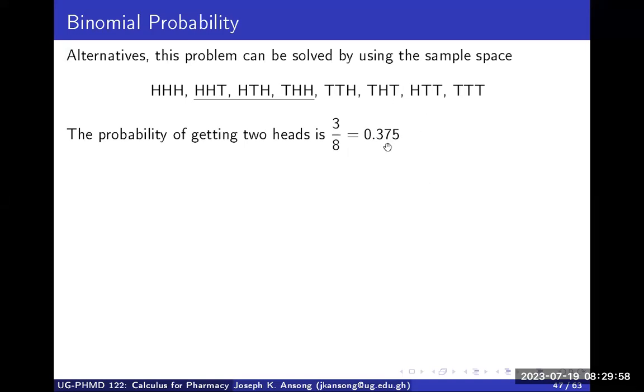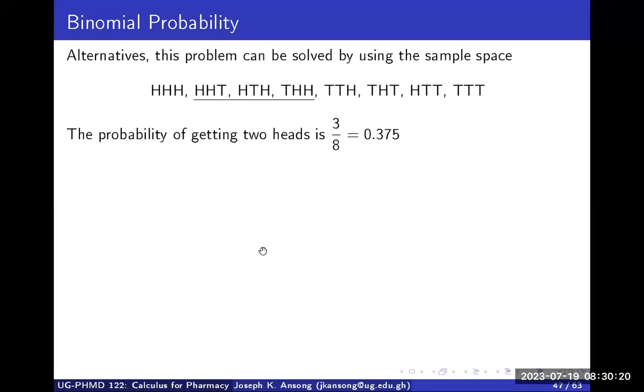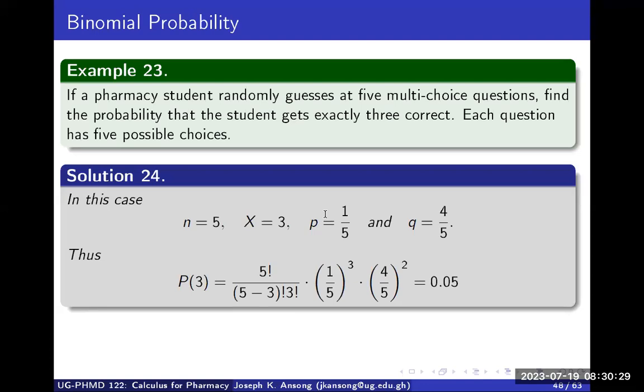Again, it is simpler here because we only have 3 coins. If you're doing 10 coins, 15 or so, then it's much more difficult to get all the sample spaces. It's even confusing to get them. So the formula is much simpler in that case. But if you only have a few trials, of course, nothing stops you from using the sample space. Let's look at a second example.